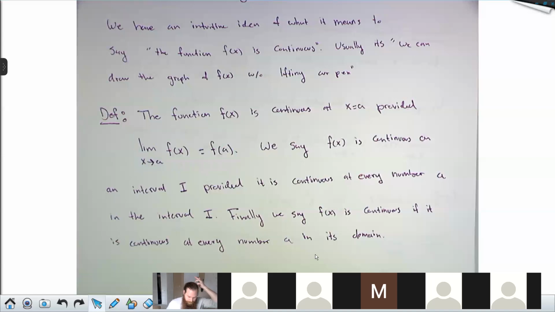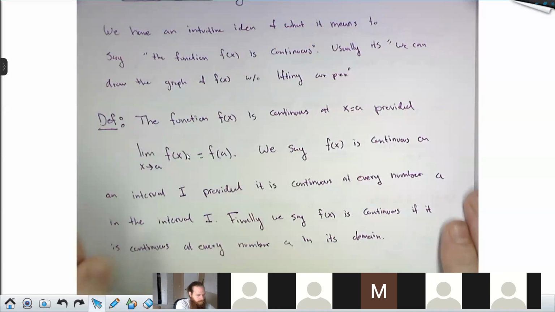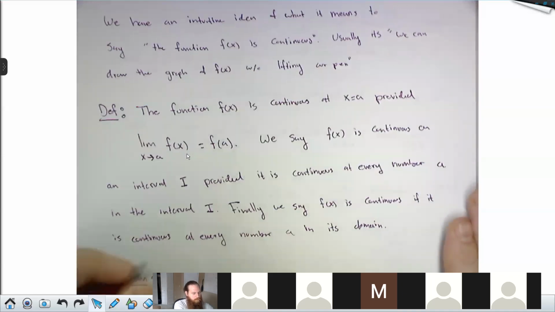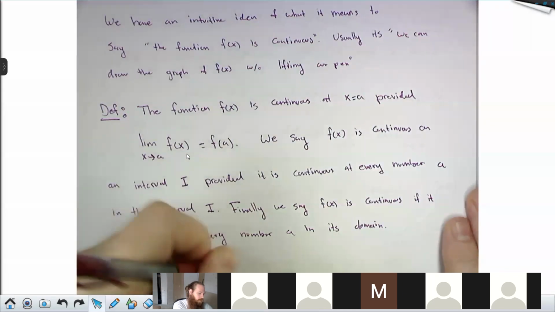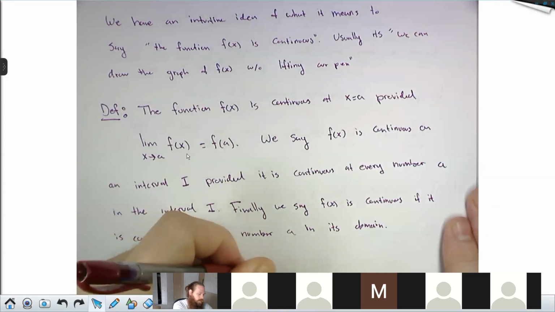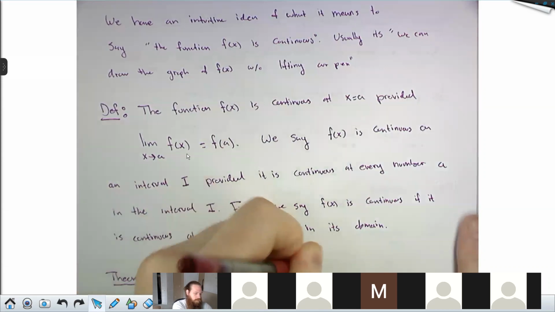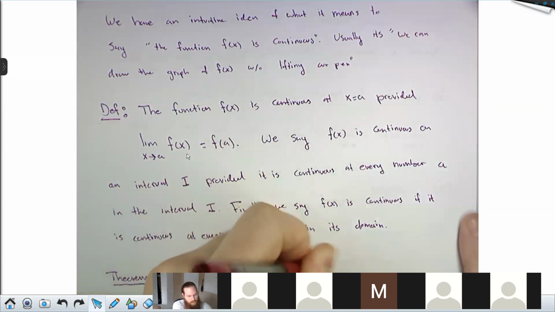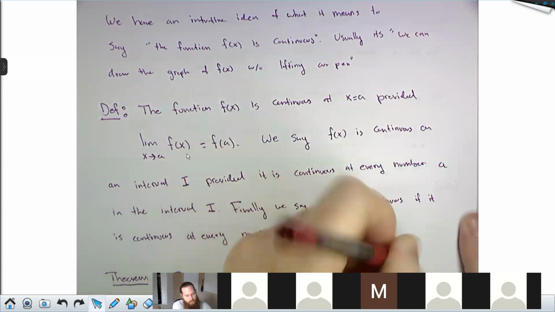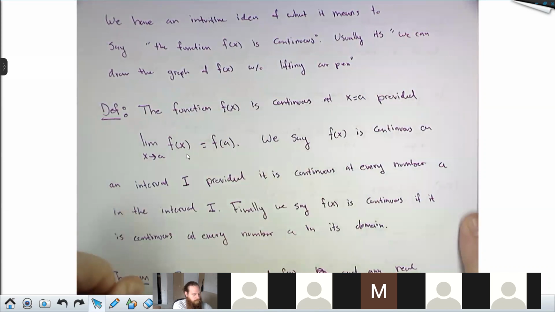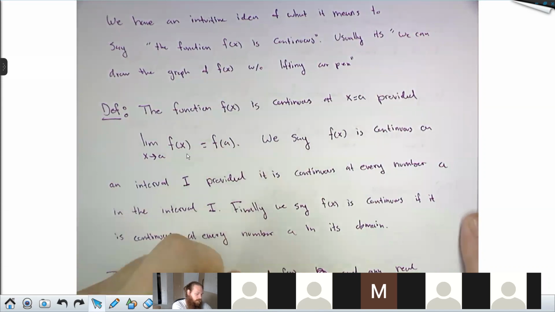All right. So there's a handful of things I'd like to do here. I'd like to get you a little bit of practice using this definition, but before that, I want to just develop a theorem or two. Remember, we said that for any polynomial f of x, and any real number a, the limit as x approaches a of f of x is just equal to f of a.